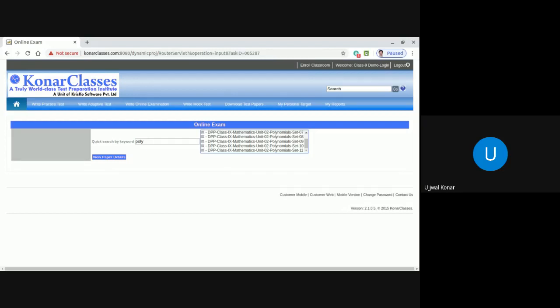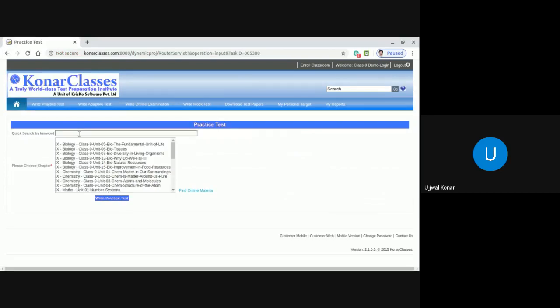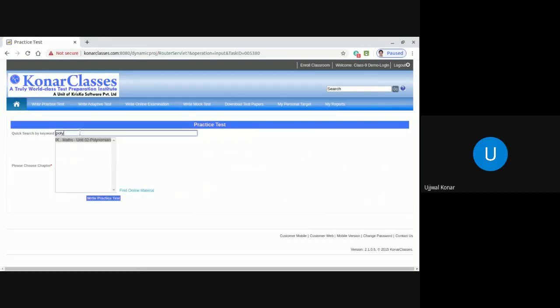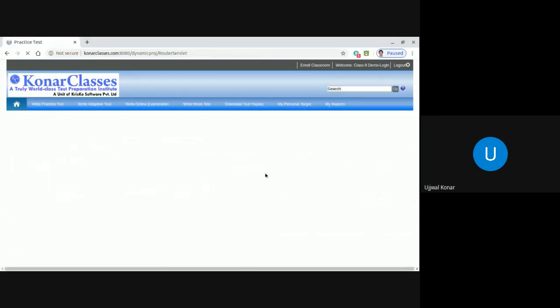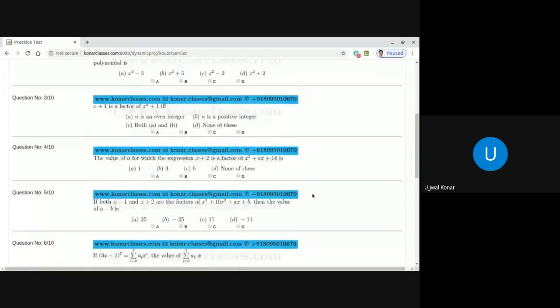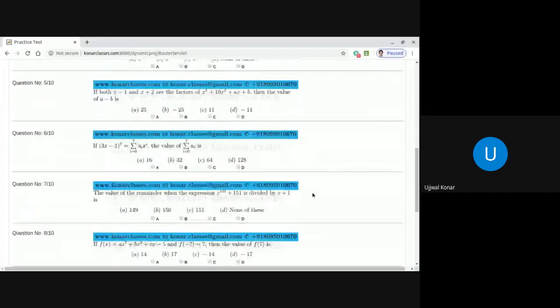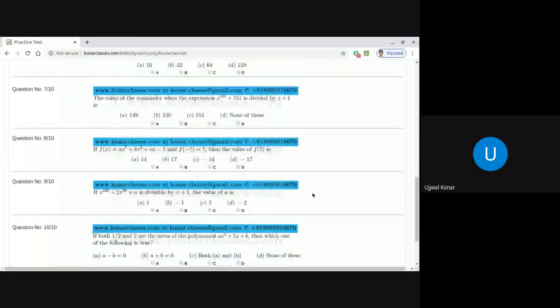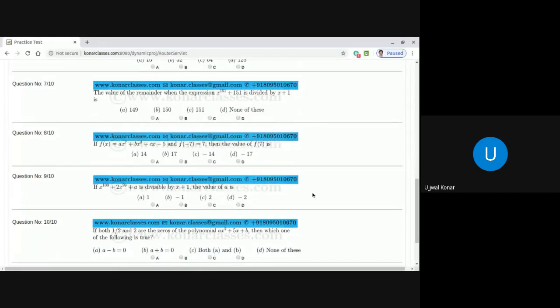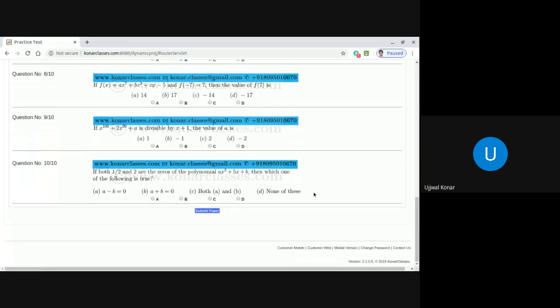And once you are done with all these 11 DPPs in the polynomials, then you come to the right, practice test here. Just type here polynomials. You'll start getting questions. Good. These are good, challenging questions. It will help you to think differently, a little. Okay, and answer this thing.